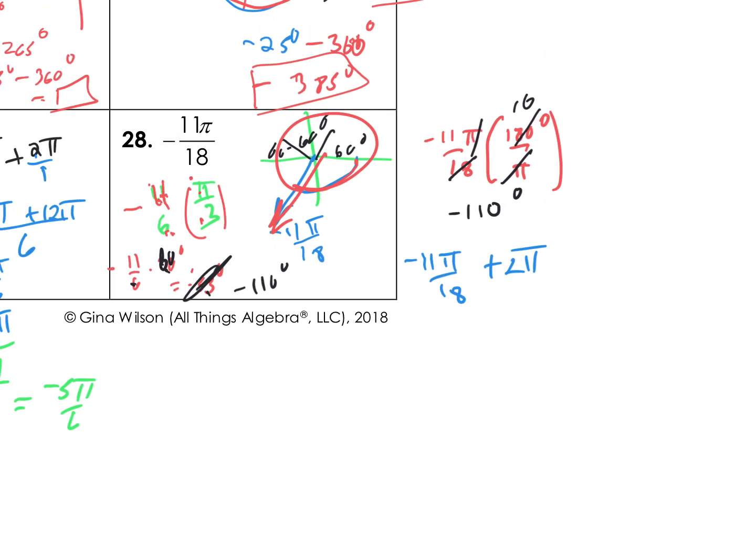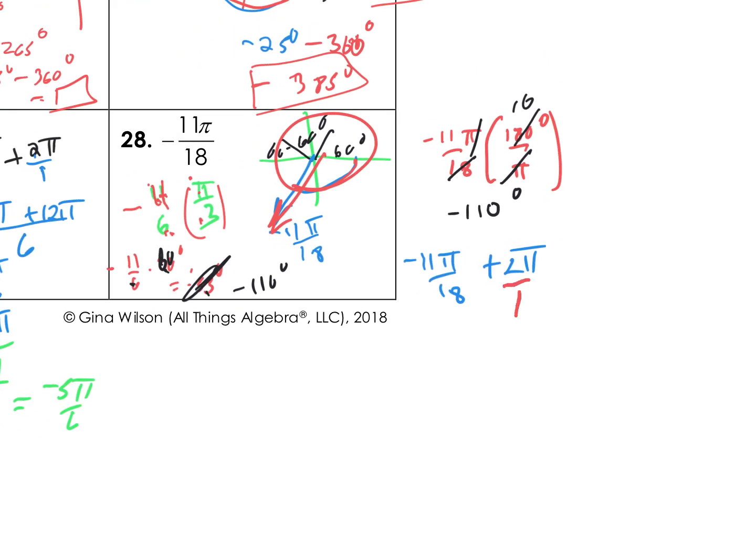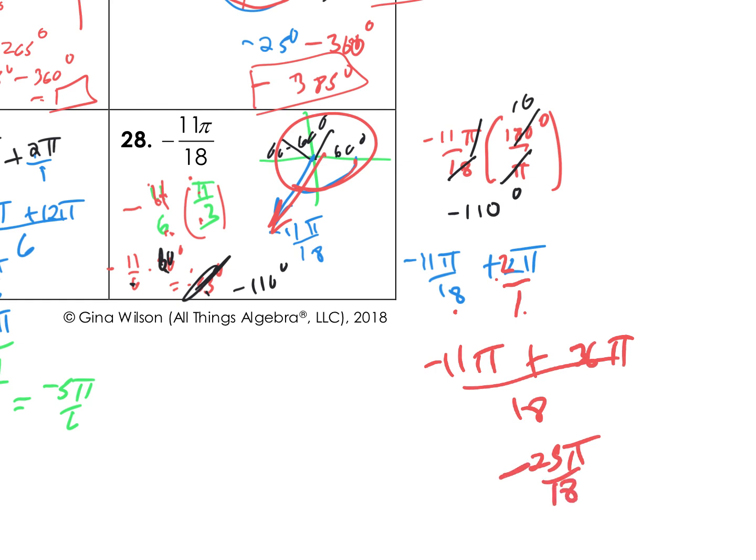Let's do the magic math. There's a magic 1 under here. That's a 2 pi. 1 times negative 11 is negative 11 pi, plus 18 times 2 is 36 pi, all over the 18. 36 minus 11 is 25 pi over 18. Oh, that's positive. I was trying to get positive.